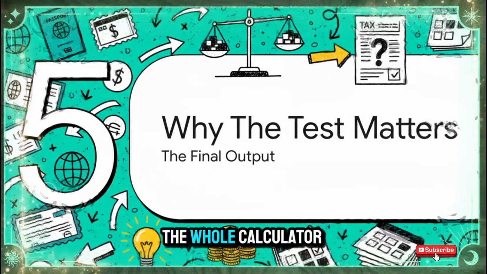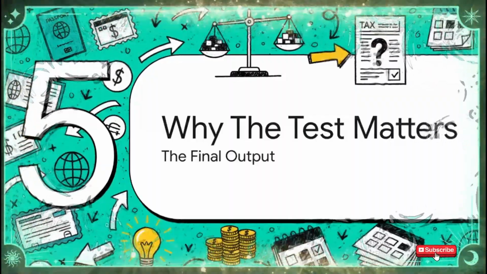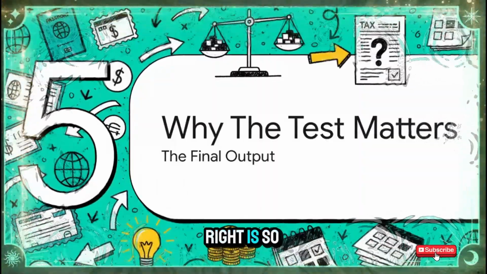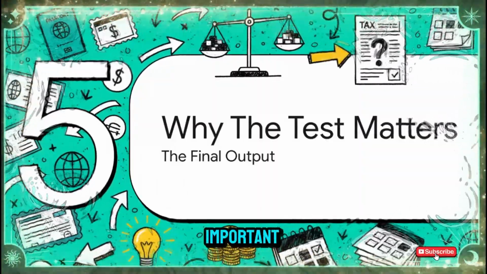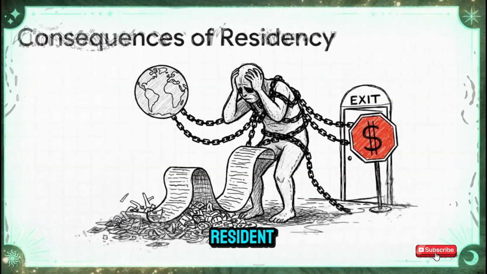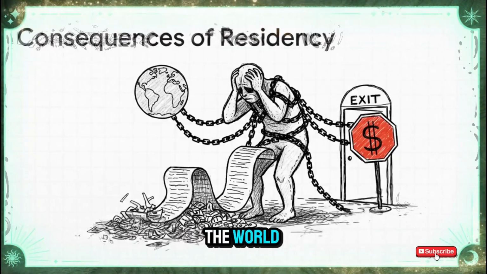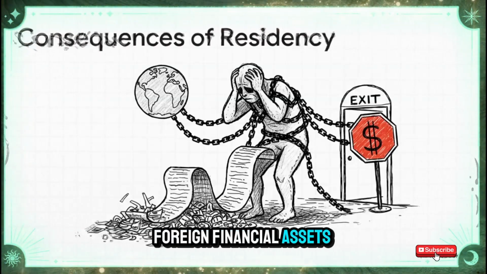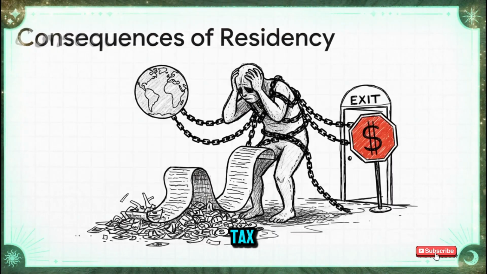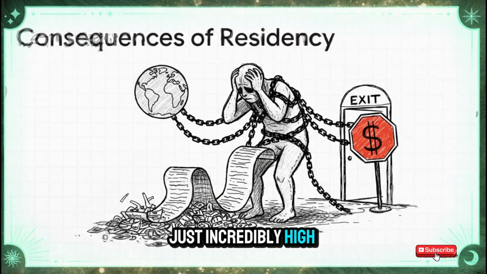So we've taken the whole calculator apart. We've looked at the engine, the filters, and the override switch. Now let's talk about the final output and why getting this calculation right is so unbelievably important. The consequences are huge. Once you become a US tax resident, you have to start paying US taxes on your income from everywhere in the world. You also have to report your foreign financial assets. And get this, if you're a long-term resident, you could even face an exit tax when you eventually leave the US tax system. The stakes are just incredibly high.